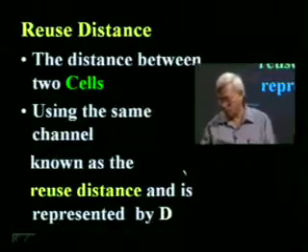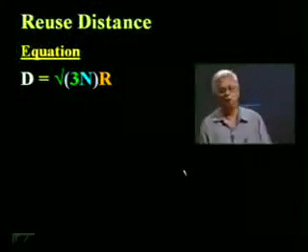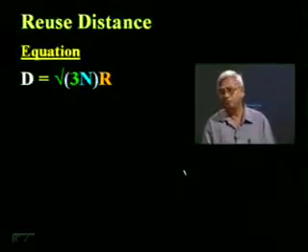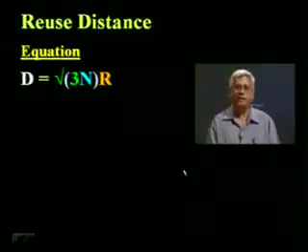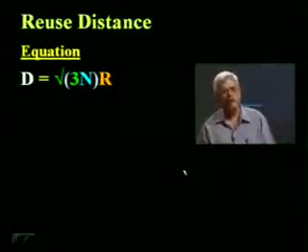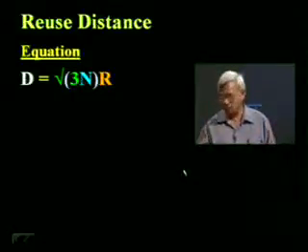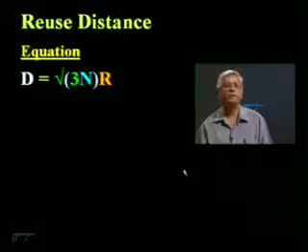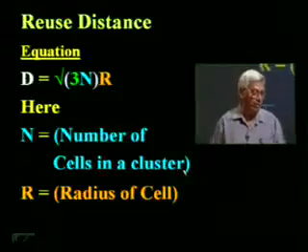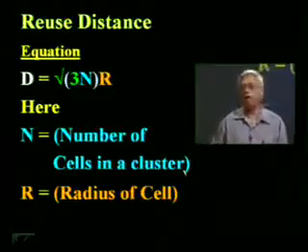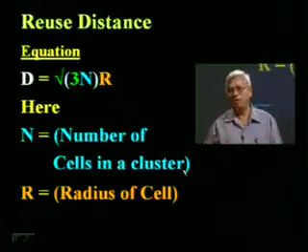D. Where is the D? This D is under root 3n into R. R is the side of an equilateral triangle or the radius of a cell, and D is the distance between the two cells which are going to have the reuse distance, and n is the number of cells in a cluster, and R we have already defined as the radius of the cell, or it is the one side of a triangle, equilateral triangle.